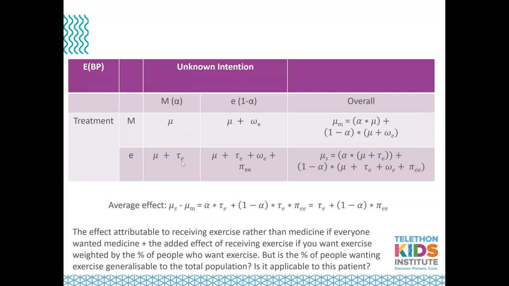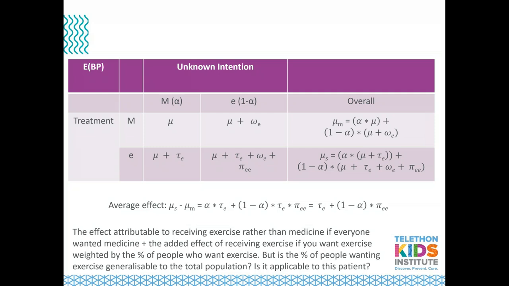So here, the effective treatment amongst those who want medicine is the difference between this cell and this cell, so it's just tau. Whereas here, the difference between the effect of exercise versus the effect of medicine is tau plus this pi term, which you'll remember is the effect of not only wanting exercise but receiving exercise. So there is potentially a difference in the effect between the two subgroups that we never actually observe in a conventional trial, and which might be important.